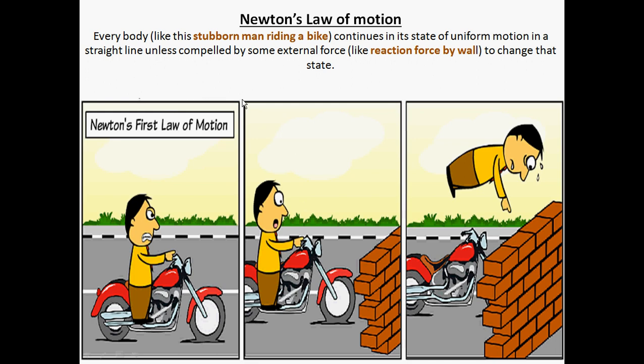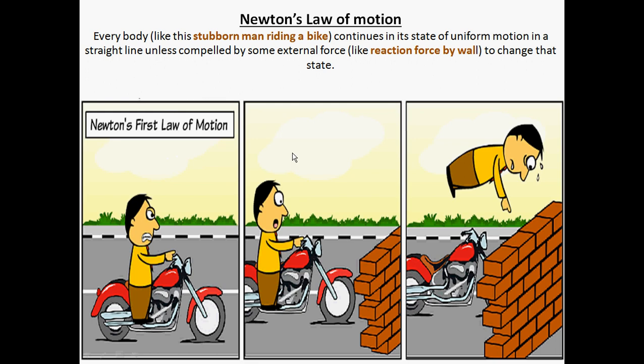Okay students, in this way we can read once again: every body, like the stubborn man riding a bike, continues in its state of uniform motion in a straight line unless compelled by some external force, like the reaction force by the wall, to change that state. As I told you, Newton's first law of motion is also the law of inertia.